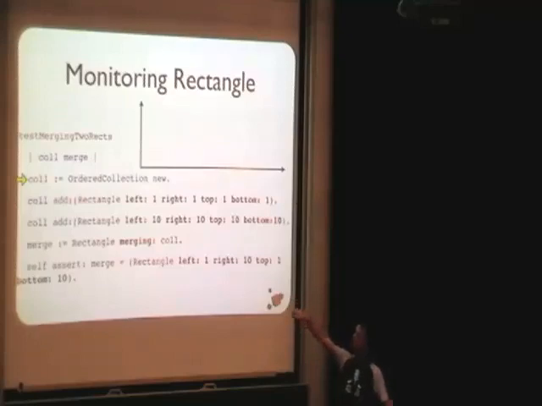When I execute this test, the first line is executing. So there is nothing that has to do with rectangle. Rectangle is the class I'm interested in. So there is nothing related to rectangle.